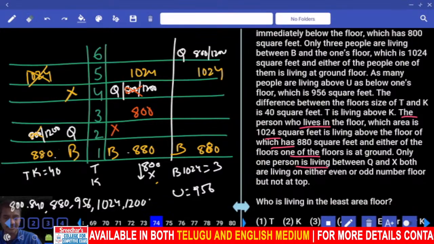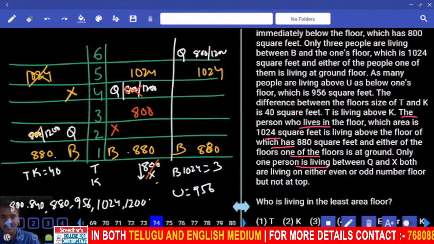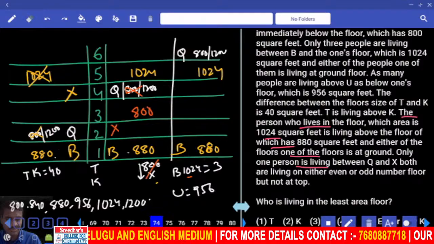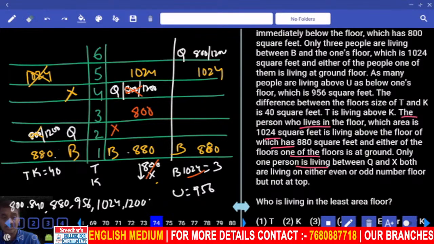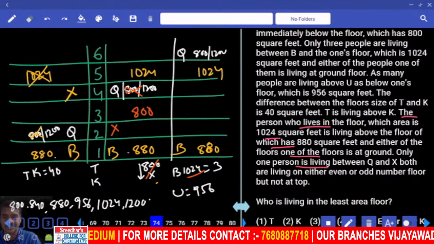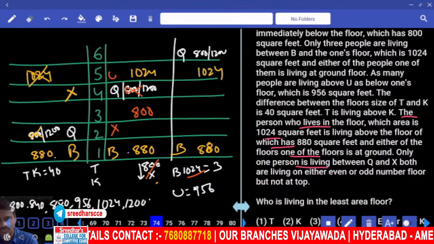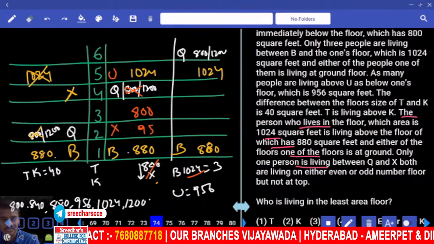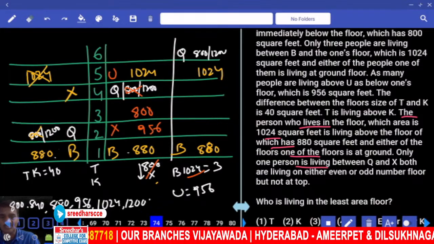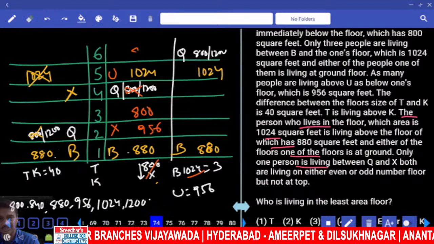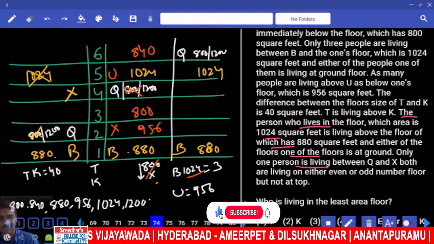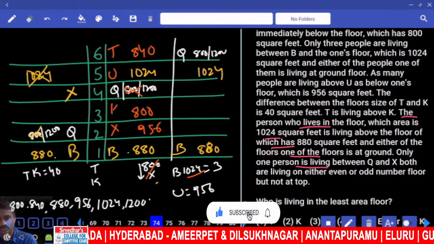Now 1200, then 800 and X, and T is above this K. And U is 905. U and 956, they are at equidistant. And U must be here, 956 is here. Then what else is left over? Only one more, that is 840. Now if 840, T is above this K.